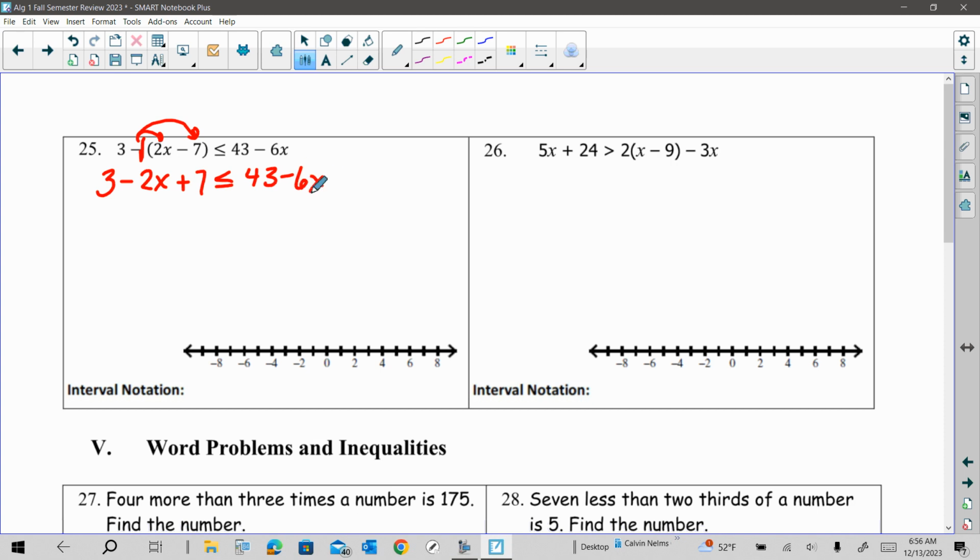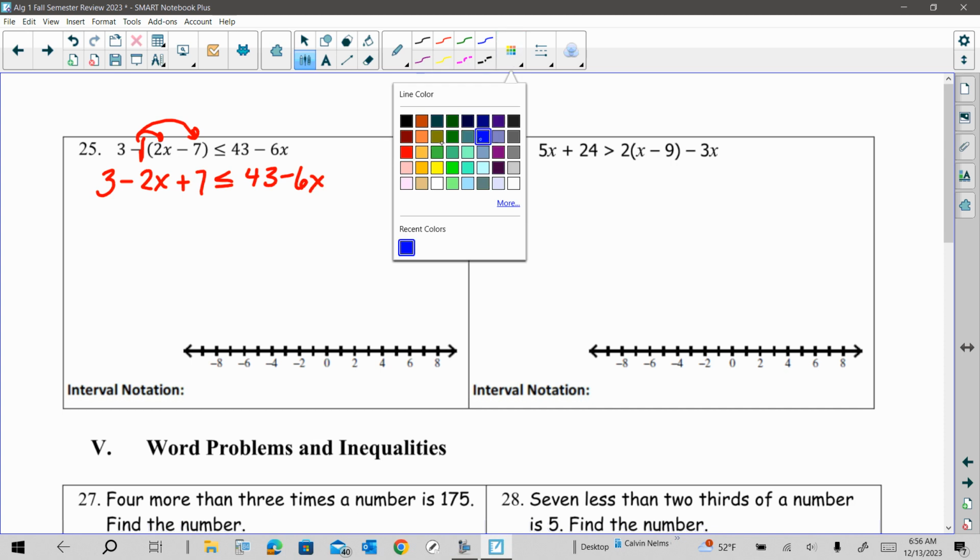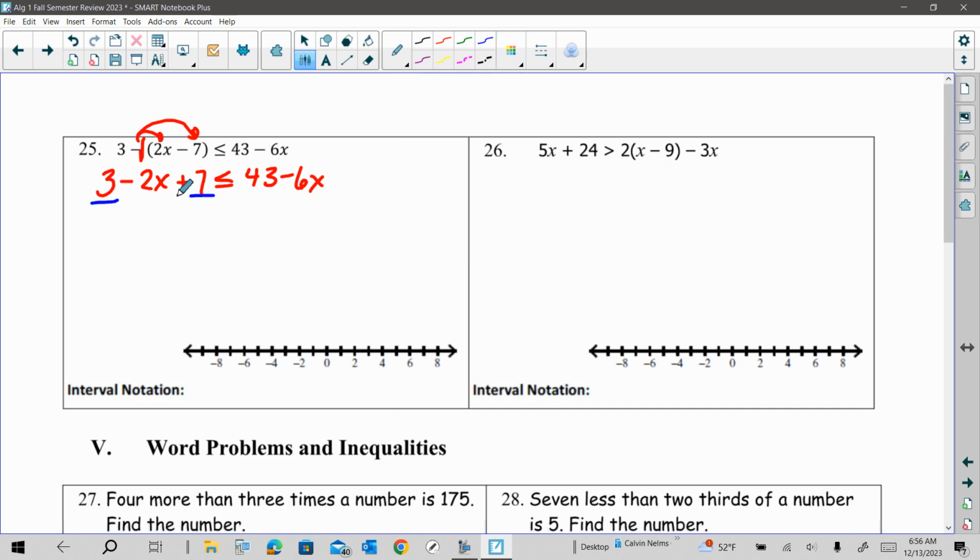All right, now what we're going to do is combine our like terms. There are like terms on the left with the constants, the 3 and the 7. So when I rewrite this to the left side, it becomes negative 2x plus 10 is less than or equal to 43 minus 6x.